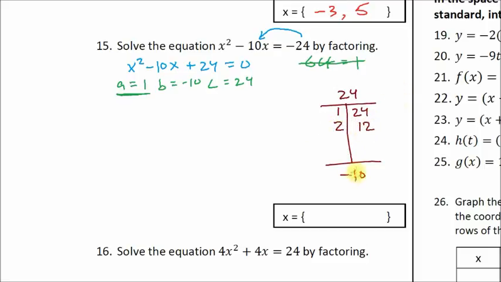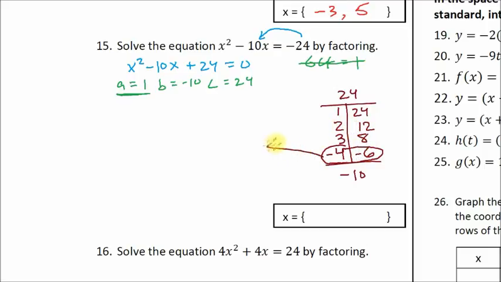That looks good, class. But if you do 2 minus 12, that's negative 10, but 2 times negative 12 is negative 24. That is no good. 3 times 8, no good. 4 times 6, okay, we're good again. Now take a look. Negative 4 times negative 6 is positive 24, and negative 4 minus 6 is negative 10. There is our combination. That's an easy one to make a mistake and think it's 2 and 12.